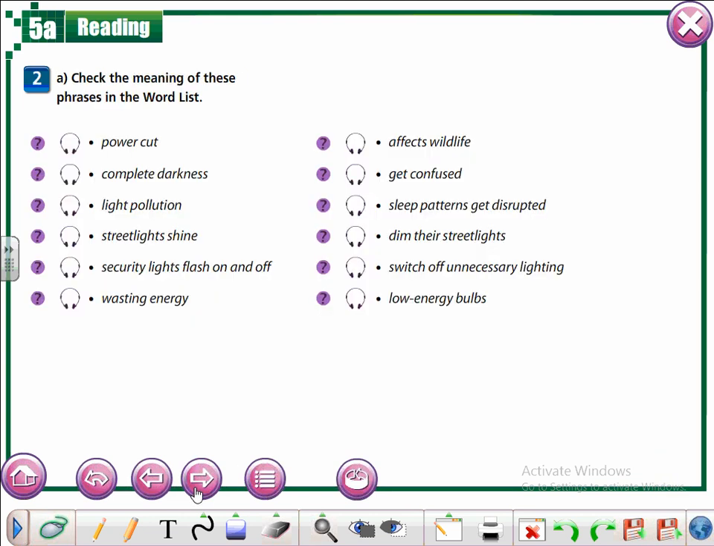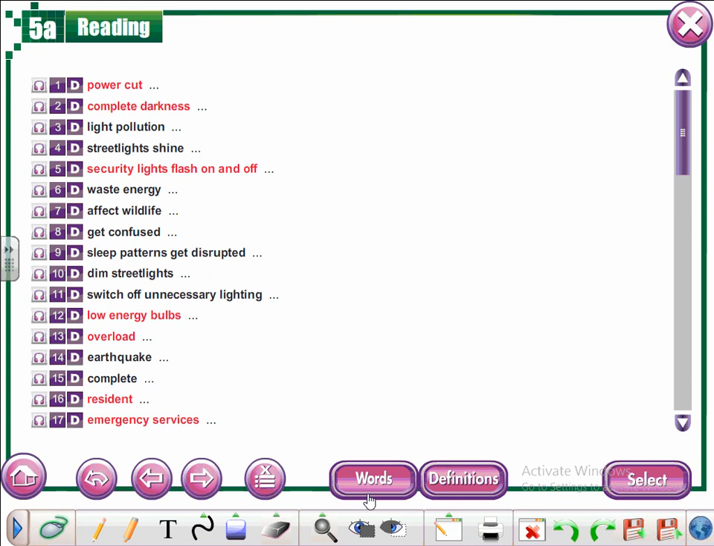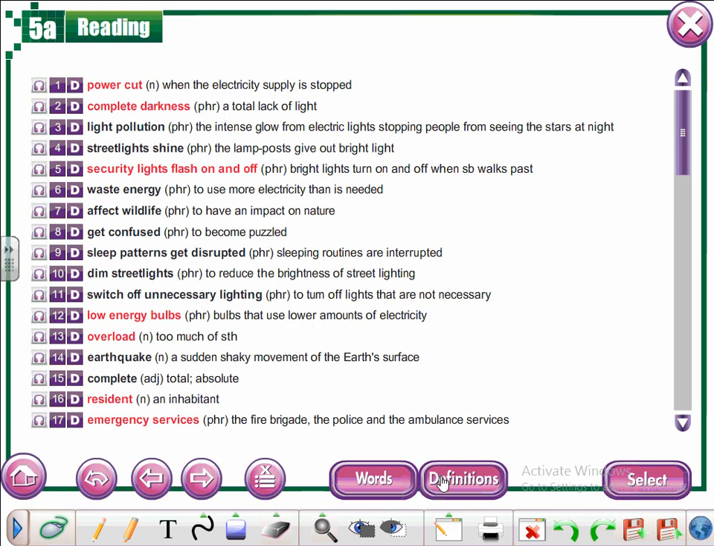But before we go to reading the text, we're going to go through some words to check the meaning, so that when you read, you find it easier to understand. Let's go here to the words that we have. We're going to check their definitions from the word list. Okay, we're going to focus on the red words.